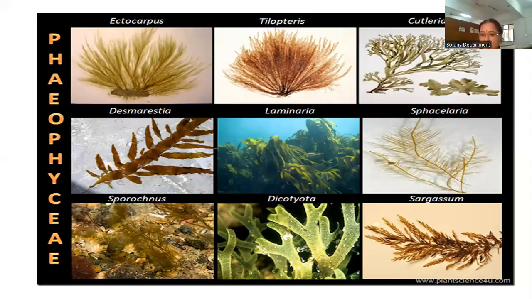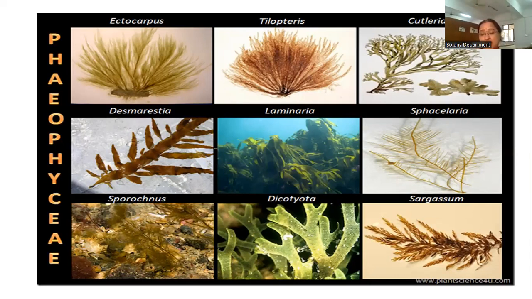Coming to the second point, what is the pigmentation? In this class, what types of pigments are there? Chlorophyll a and chlorophyll c are the pigment system, along with beta carotene and fucoxanthin. That is why the thallus color is called brown. The pigments, chlorophyll a and chlorophyll c, are most important in this class.